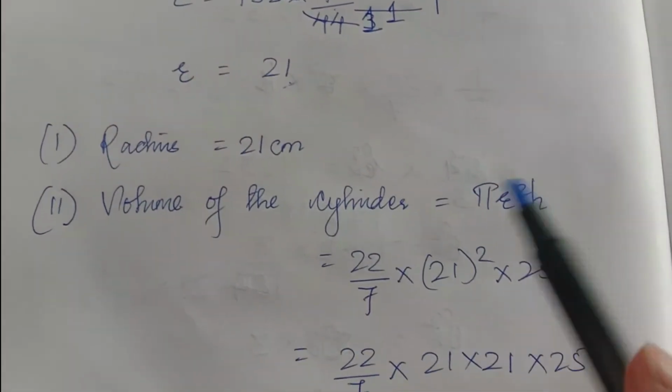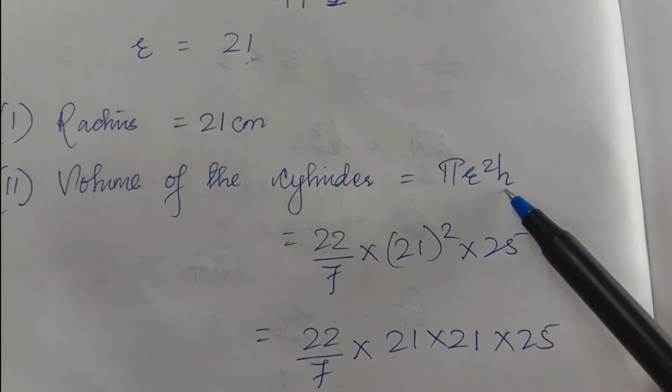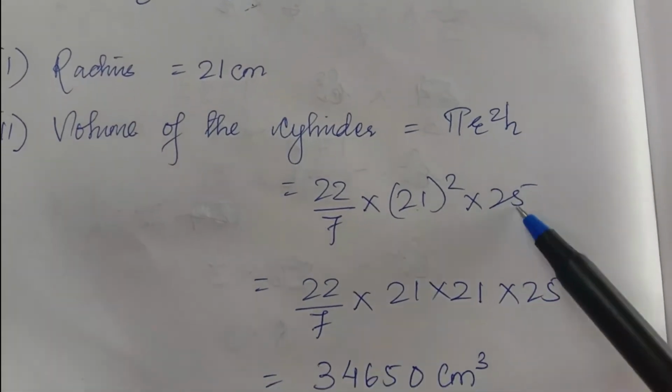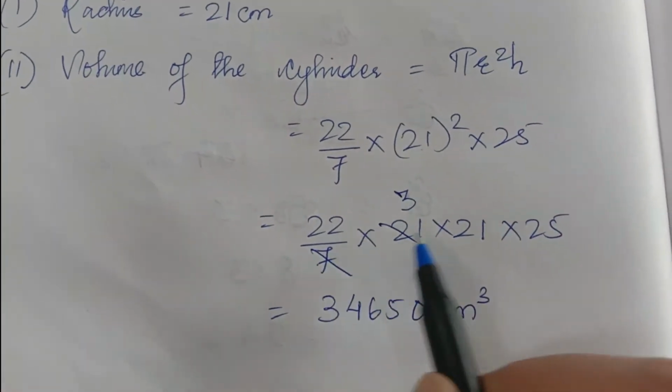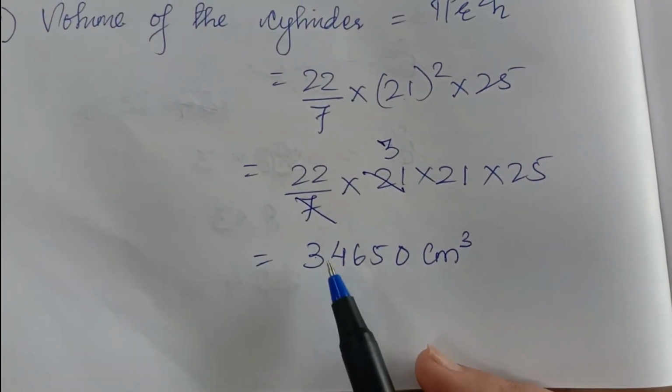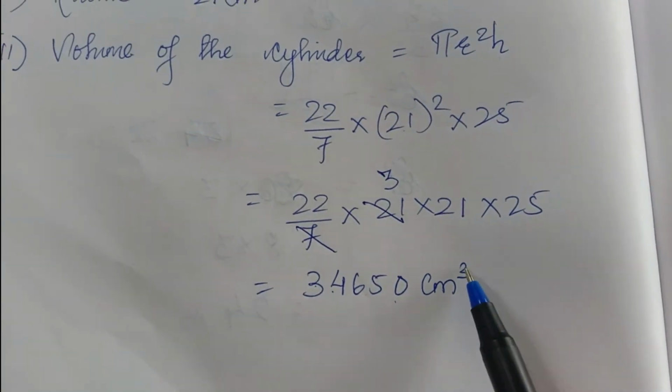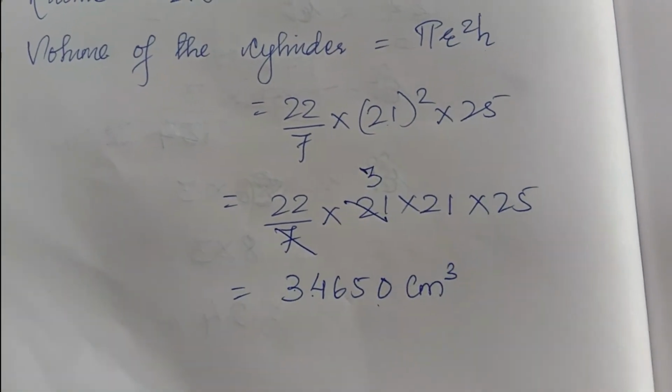Now we have to find the volume. Formula is pi r square h. R is 21, h is 25. Now 7 3s are 21. So on multiplying these four numbers, you will get 34,650 centimeter cube. This is the volume of cylinder.